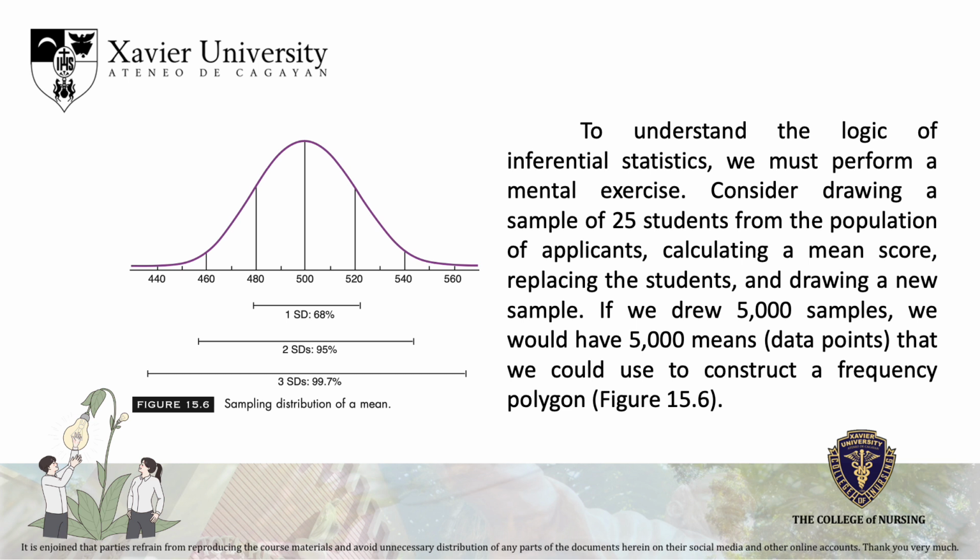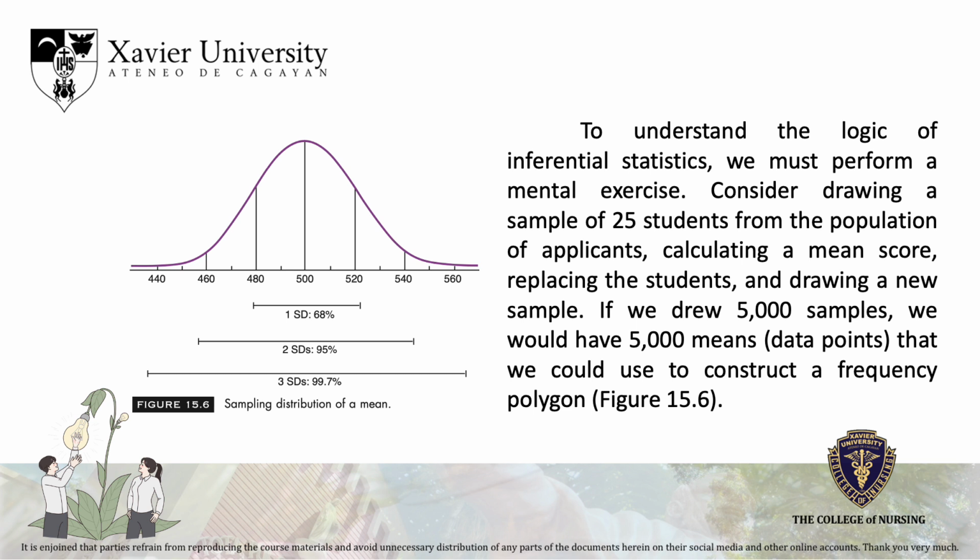To understand the logic of inferential statistics, we must perform a mental exercise. Consider drawing a sample of 25 students from the population of applicants, calculating a mean score, replacing the students, and drawing a new sample. If we drew 5,000 samples, we would have 5,000 means. Those are the data points that we could use to construct a frequency polygon, as you can see from our figure 15.6. This distribution is called a sampling distribution of the mean.